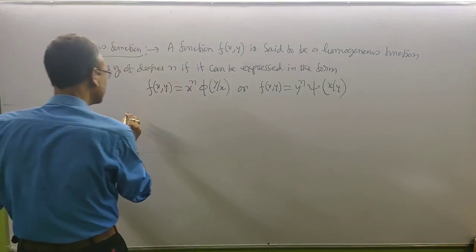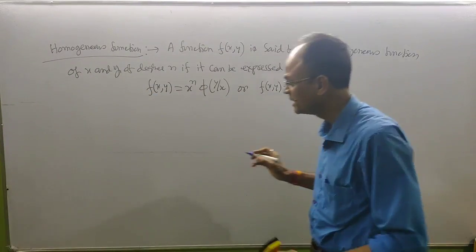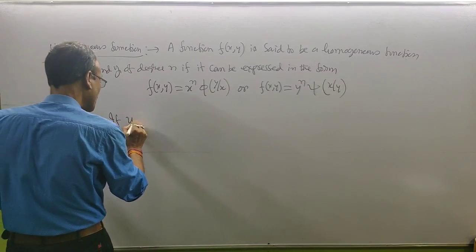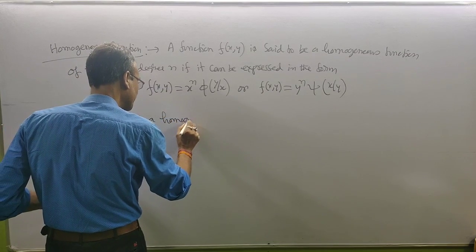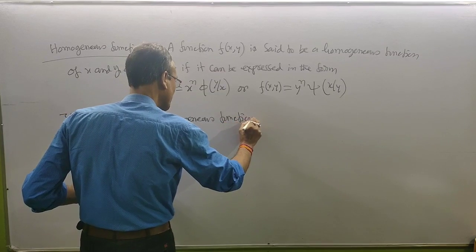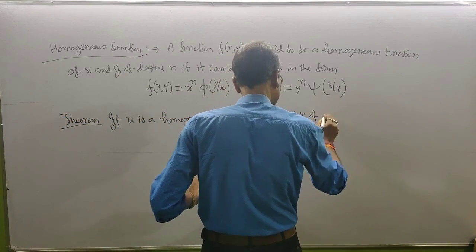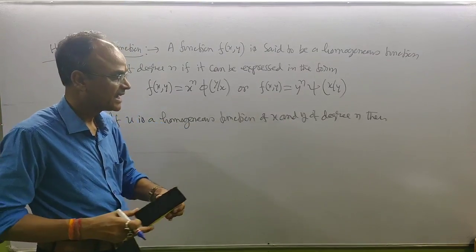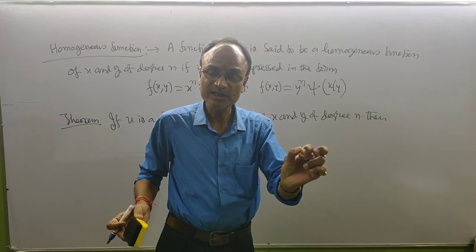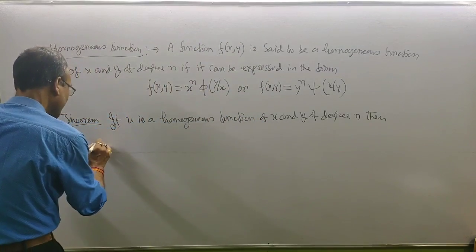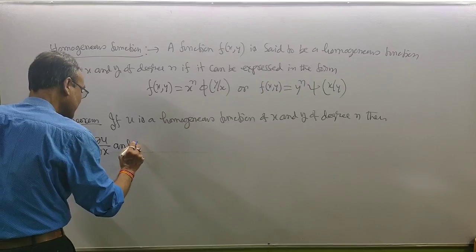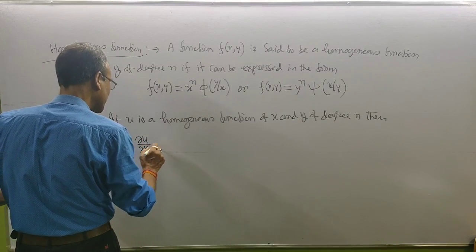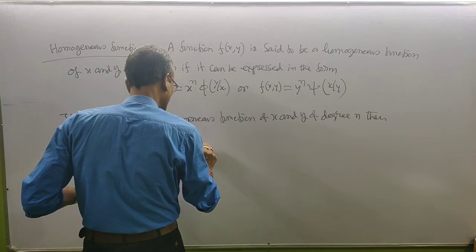Now, an important theorem. If u is a homogeneous function of x and y of degree n, then if u is a function of two variables x and y, also a homogeneous function of degree n, then partial derivatives of u with respect to x, del u by del x, and del u by del y are also homogeneous functions of degree n minus 1.